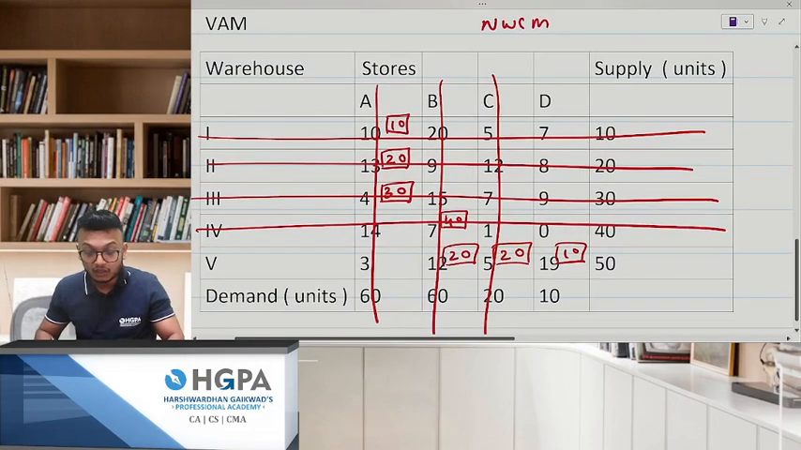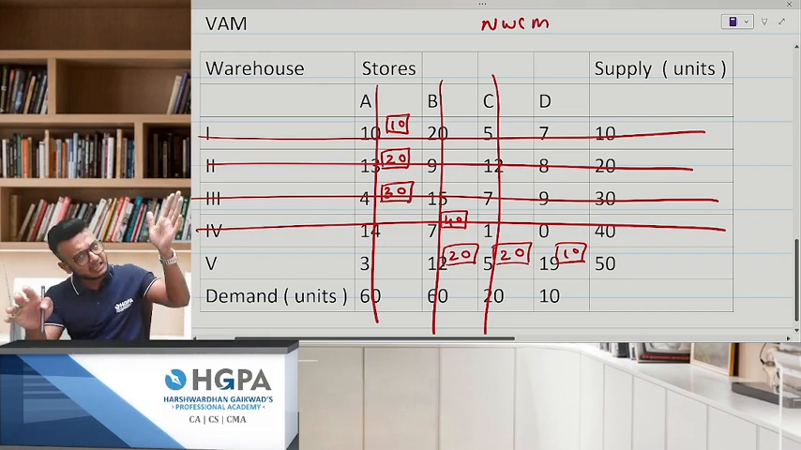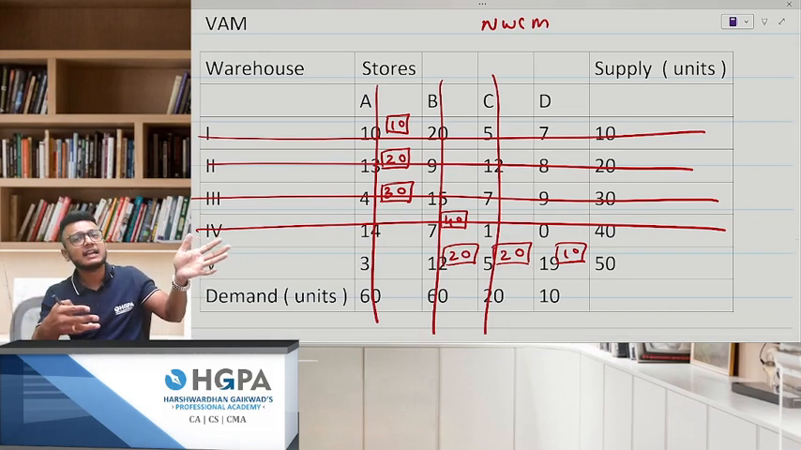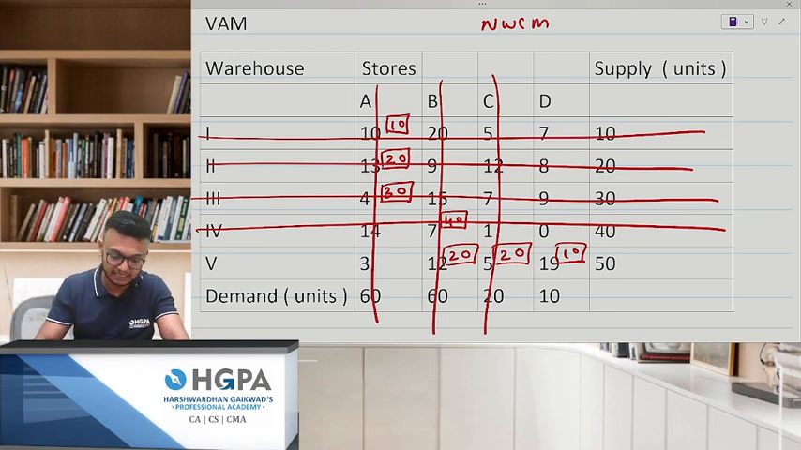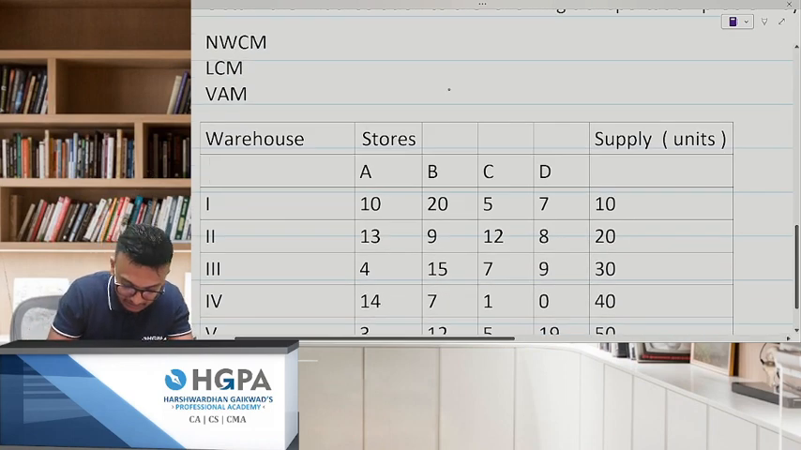This is your northwest corner method. Simply identify the number on the left hand side, the west hand side, and then allocate the units, whichever is less. Now, on the same matrix, we will perform the least cost method.